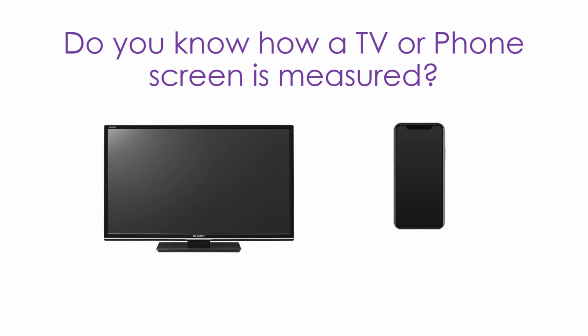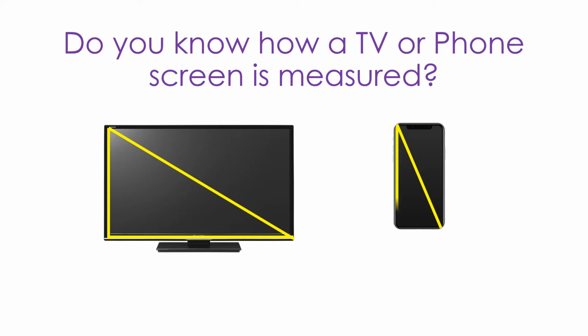Do you know how a TV or phone screen is measured? They're measured on the diagonal. Hopefully you can see the connection to the Pythagorean theorem. The diagonal is actually the hypotenuse of the right triangle.